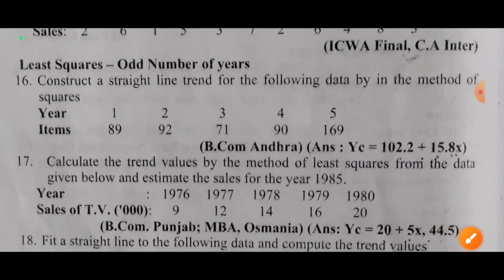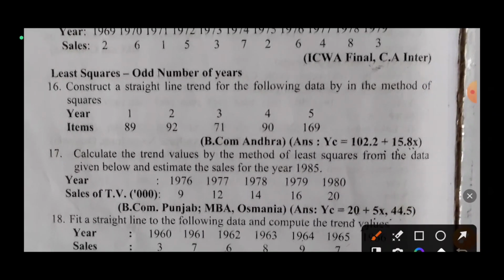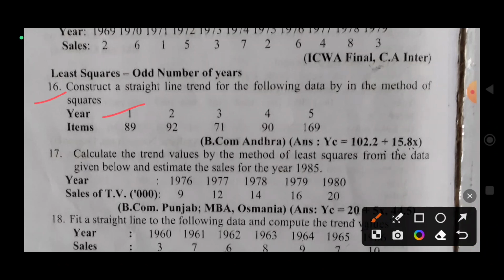After understanding this, just check the information given. Here we are discussing question number 16. Construct a straight line trend for the following data by the method of least squares. As it is an odd period, let us see the other information. 1, 2, 3, 4, 5 years are there. Items 89, 92, 71, 90, 169. These are the items given.